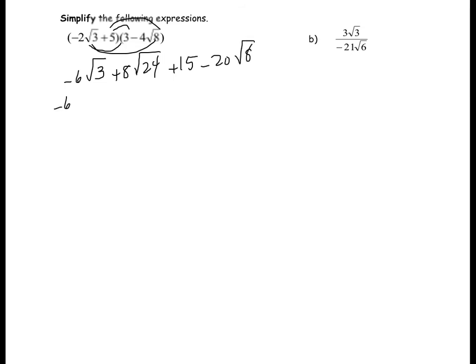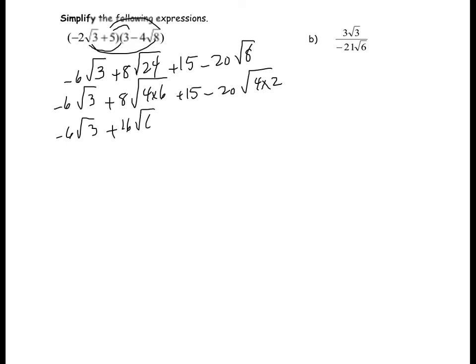Now, this is negative 6 square root of 3 plus 8 square root of 24, and 24 is 4 times 6, and 8 is 4 times 2. Now square root of 4 is 2, so this becomes 16 square root of 6 plus 15 minus, square root of 4 becomes 2, so it's negative 40 square root of 2. And that's the final answer.